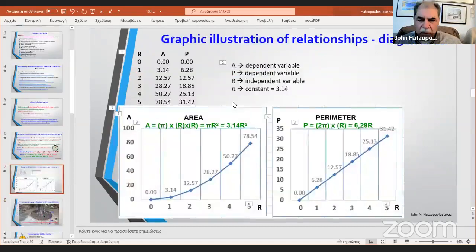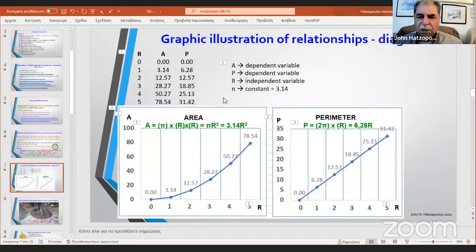Now, having the graphs, we can illustrate here with the graphs the relationships. We have the radius as being the independent variable, and we give to the radius various values from 0 to 5. And we calculate the dependent variables, area and perimeter here. And you can see the values we calculate.